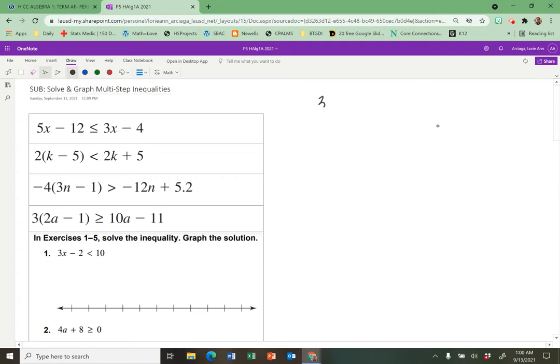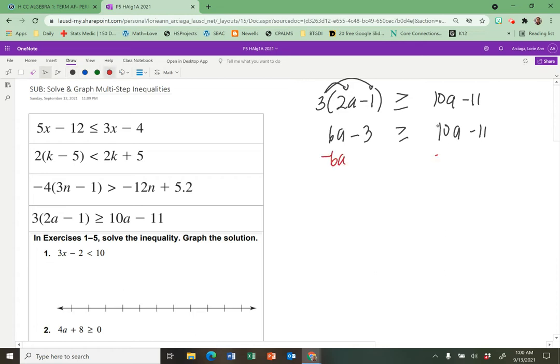Okay, so the last one is 3 times (2a take away 1) is greater than or equal to 10a minus 11. So again, if you distribute this one, you get 6a minus 3 is greater than or equal to 10a minus 11. So if you take away 6a here so we can keep the a positive, we will get -3 greater than or equal to 4a minus 11. Let's add that 11 right there. So now what do we get? That's going to be 8, right? It's greater than or equal to 4a.